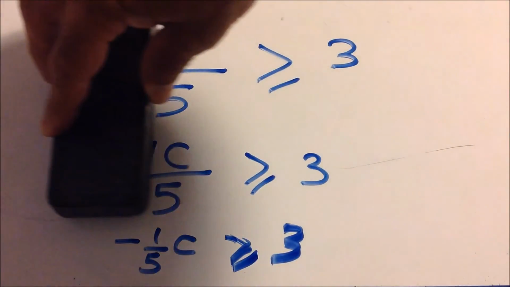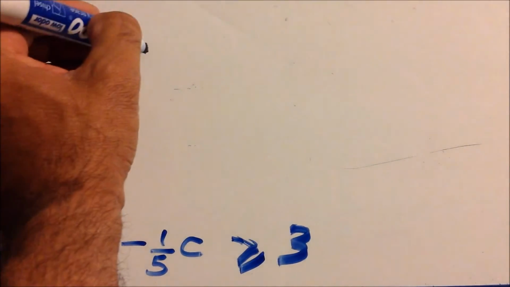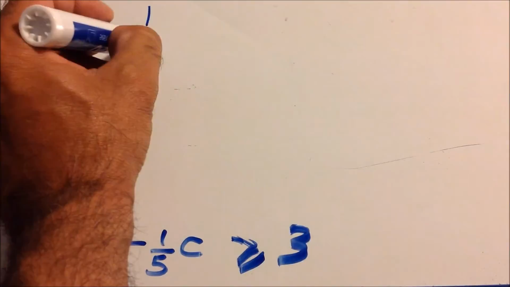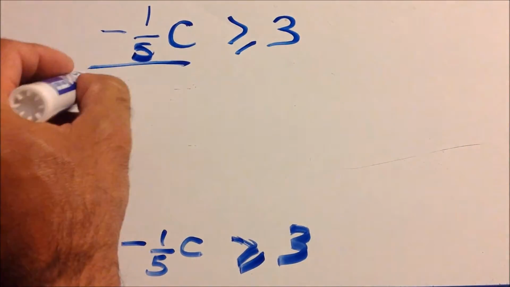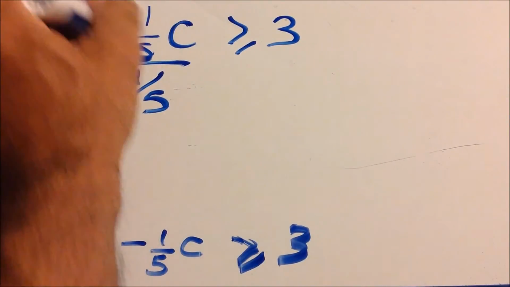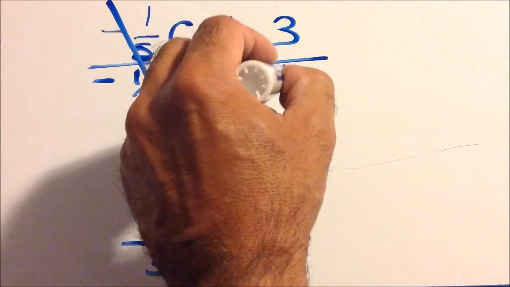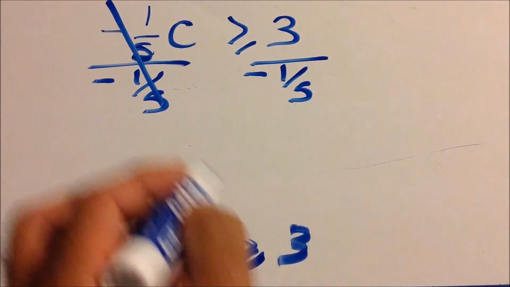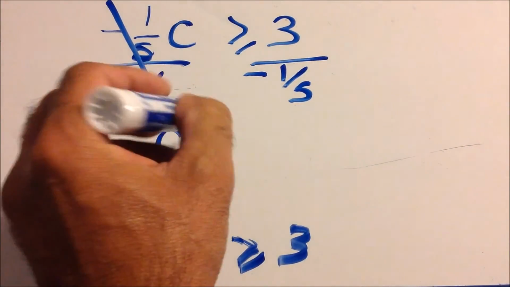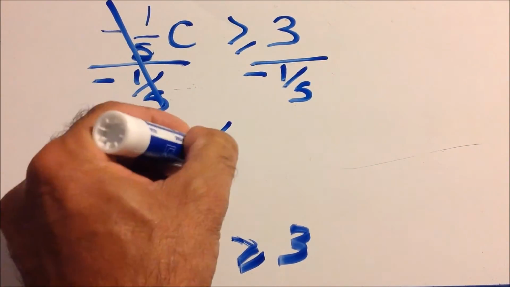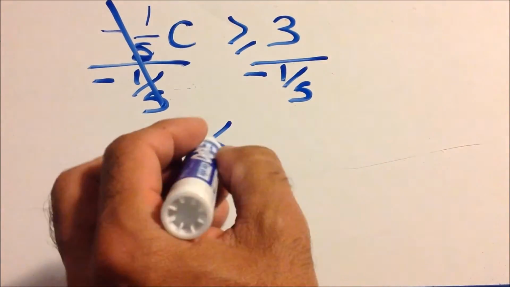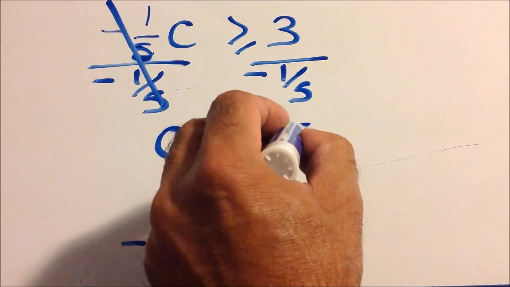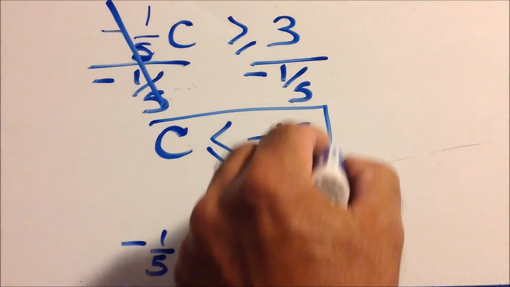Okay, so we'll erase this part and try it here. Now you're going to have -1/5 c is greater than or equal to 3. We're going to divide the negative 1/5 on both sides. It cancels. Whatever you do to one side, you do to the other. And now we know we're going to flip the symbol. Now it's going to be less than or equal to. And if you bring this over, it'll be negative 15. So that would be our answer.